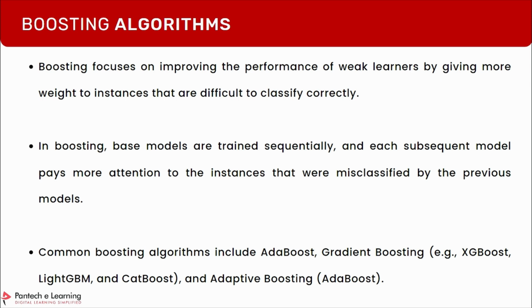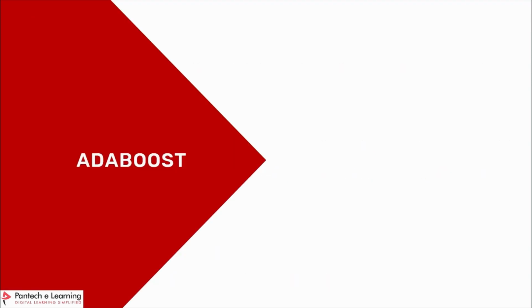And common boosting algorithms include the AdaBoost algorithm, gradient boosting, which includes XGBoost, extreme gradient boost, LightGBM, CatBoost, and adaptive boosting like AdaBoost. We'll see about XGBoost and AdaBoost here. First, we'll start with AdaBoost, which is adaptive boosting.